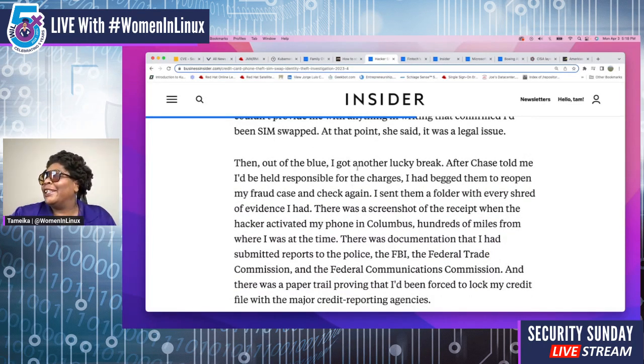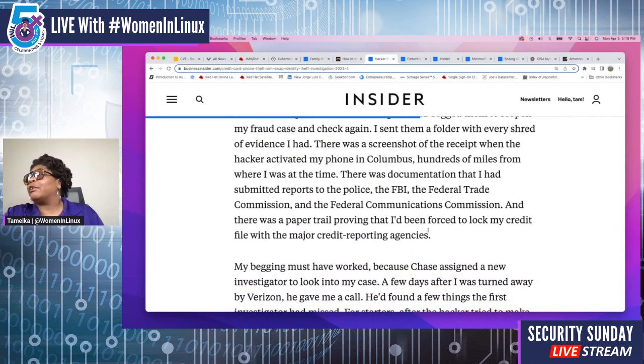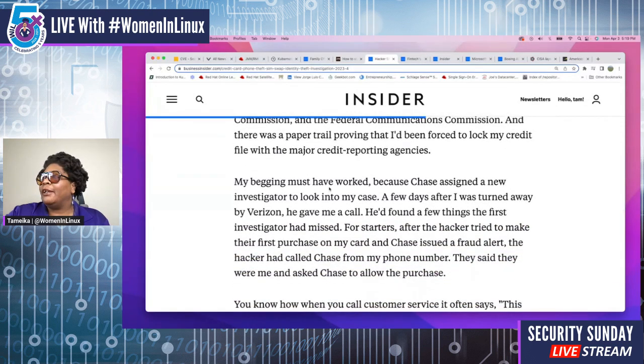Then out of the blue, I got a lucky break. After Chase told me I had been held responsible, I had begged them to reopen my fraud case and check again. I sent them a folder with every shred of evidence I had. There was a screenshot of the receipt when the hacker activated my phone in Columbus, hundreds of miles away from where I was at the time. There was documentation that I had submitted to the police, the FBI, the Federal Trade Commission, and the Federal Communications Commission, and there was a paper trail proving that I had been forced to lock my credit file with major credit reporting agencies. My begging must have worked because Chase assigned a new investigator to look at my case.